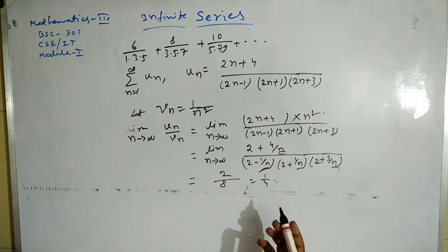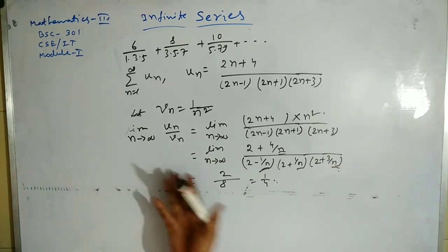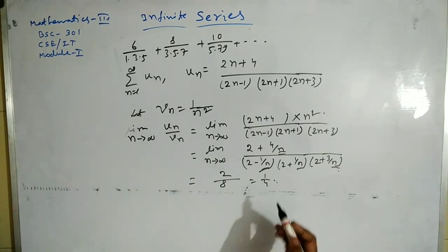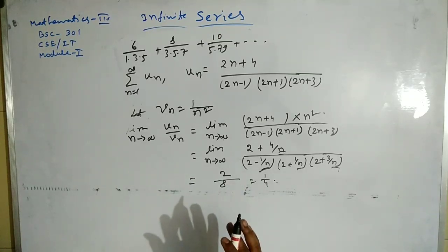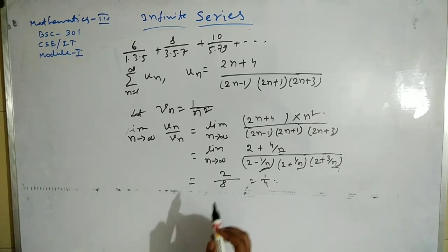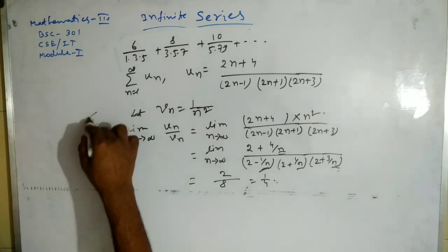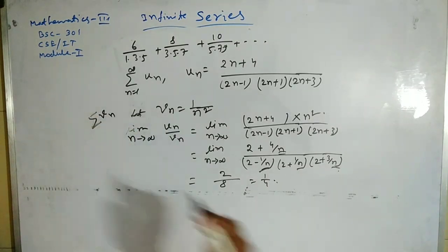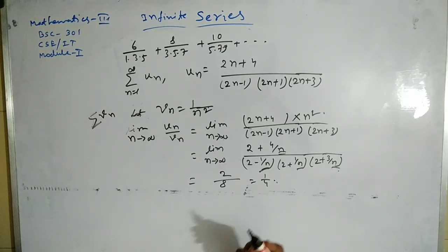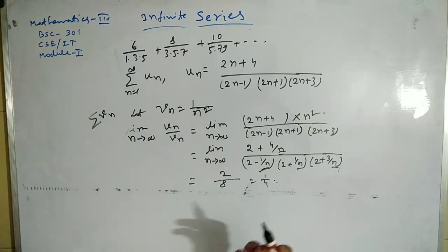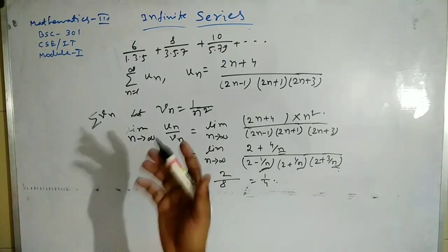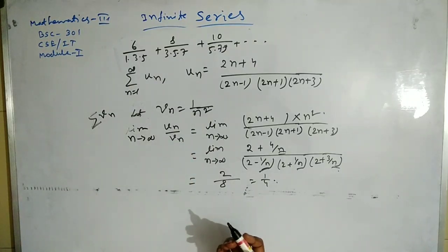Non-zero finite real number. So according to comparison test, if this limit is a non-zero finite real number, then summation un and summation Vn converge or diverge together. So now we will determine whether summation Vn is convergent or not. Then we can say about the series summation of un.